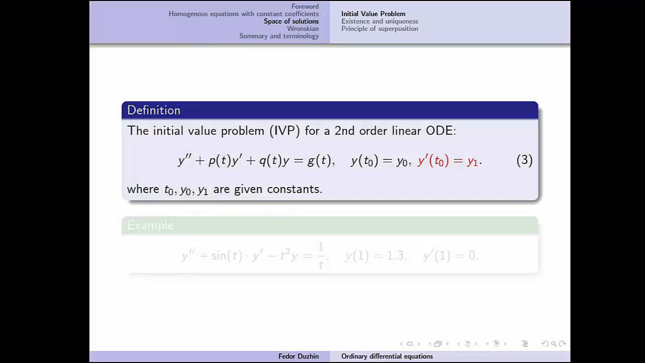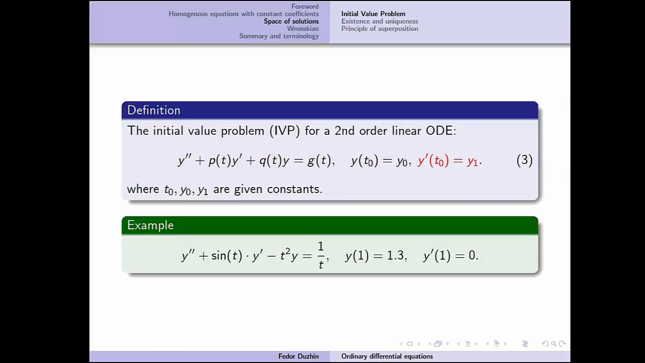So recall that for a first-order differential equation, the initial value problem consists of the differential equation itself and the initial condition that specifies the value of the unknown function at a given point. But for a second-order differential equation, we need to specify the value of the first derivative at the same point. So here is an example of an initial value problem.